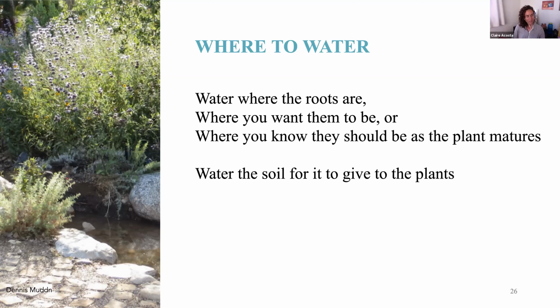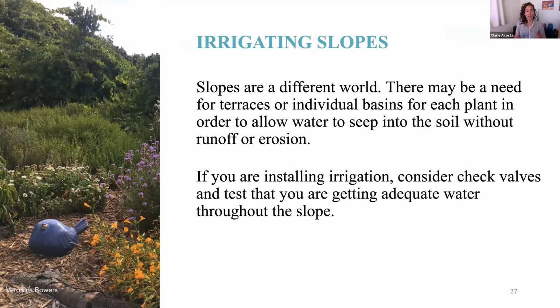I think we're getting pretty, do I have another one? Oh yeah, slopes. So irrigating slopes can be a challenging, different world because of the slope and gravity and erosion. So you might have to do the pulse cycle thing with your watering to make sure that it's actually penetrating and not just running off.